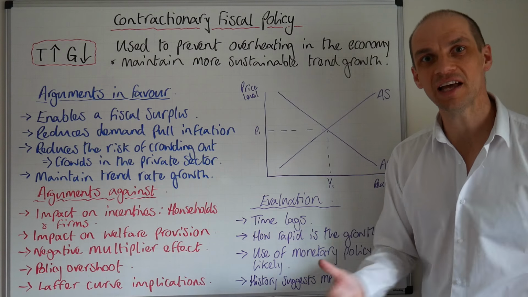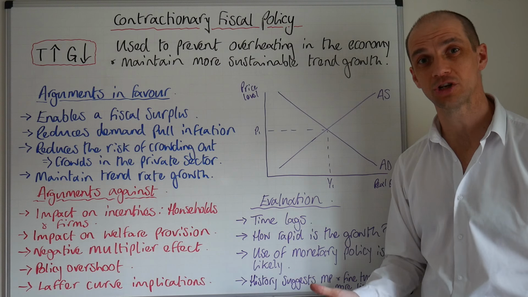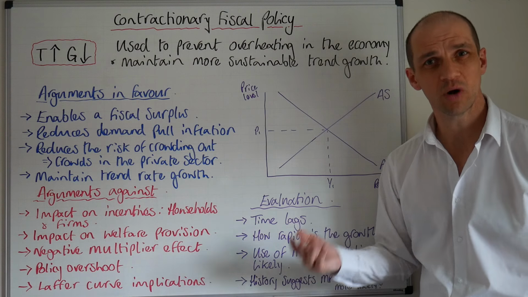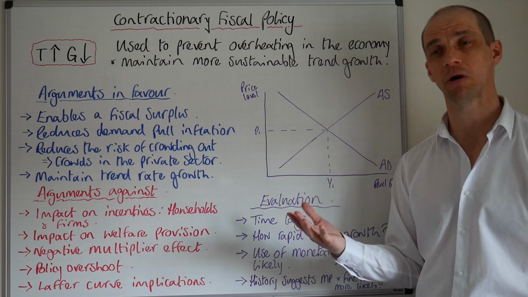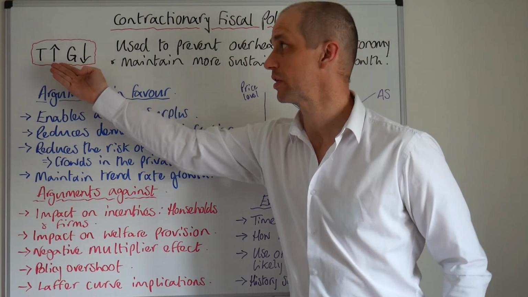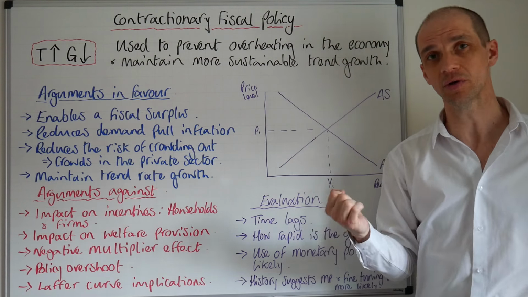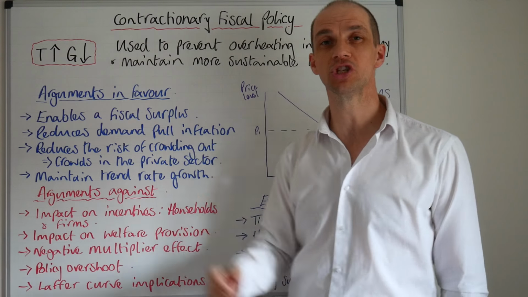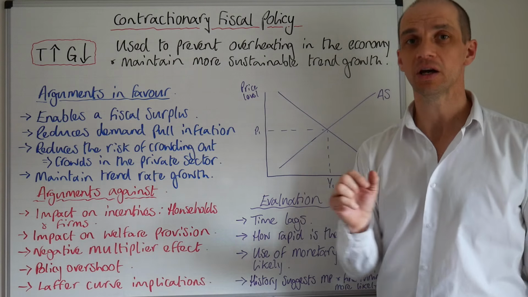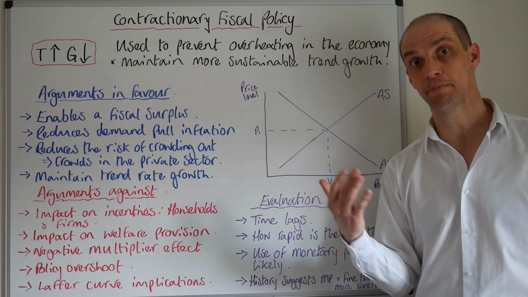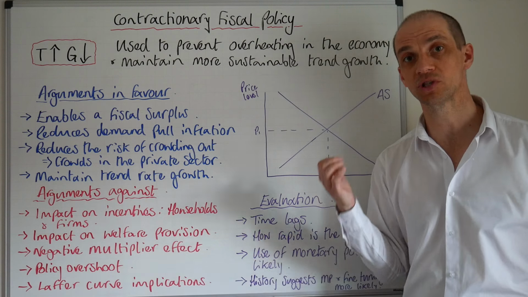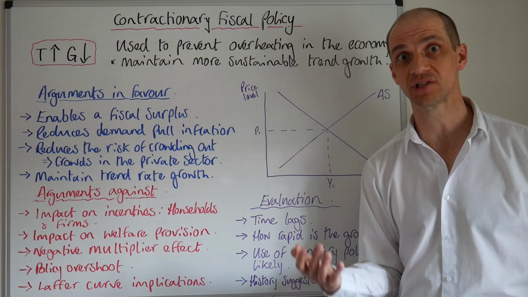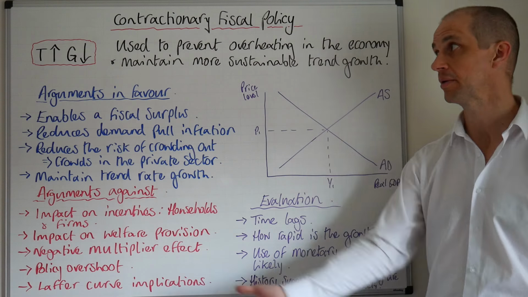Hi everyone, so let's now take a look at contractionary fiscal policy. When it comes to contractionary fiscal policy, we're obviously dealing with a tightening of taxation, an increased level of taxation or reduced government expenditure. At times they may both be used, and of course this will really depress aggregate demand in the economy.